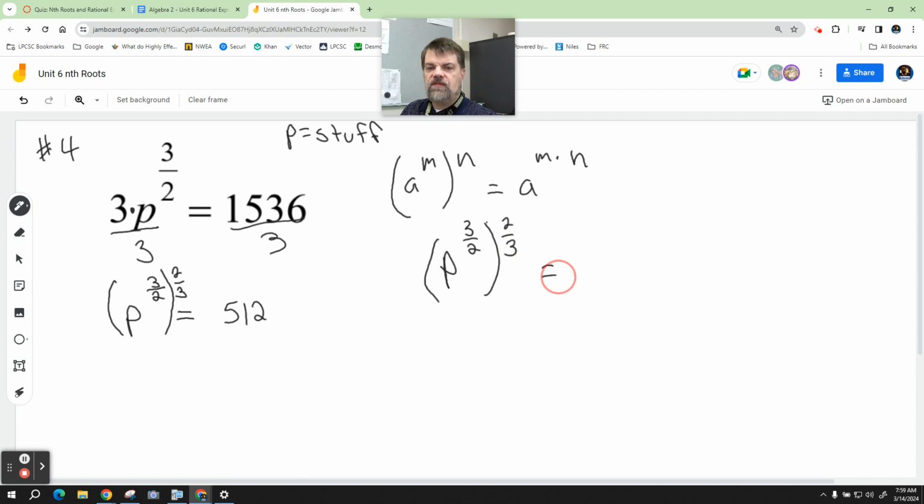So then I said, if I apply this property, and I said 3 multiplied, so remember when you do 3 halves times 2 thirds, you just multiply straight across, and that gives you 6 over 6, right? So what's 6 over 6 reduced down to? P to the first power, which is just p. Okay, that's just simple math. And then I said, whatever you do on one side, you got to do to the other.